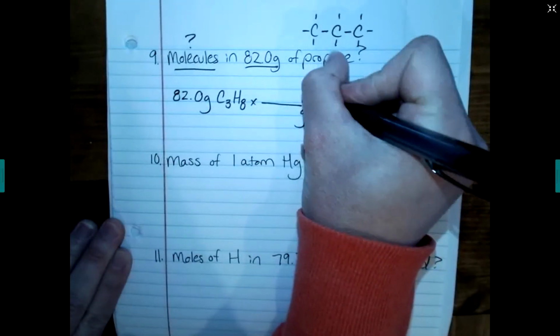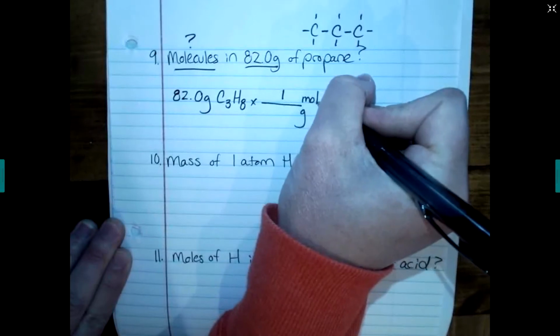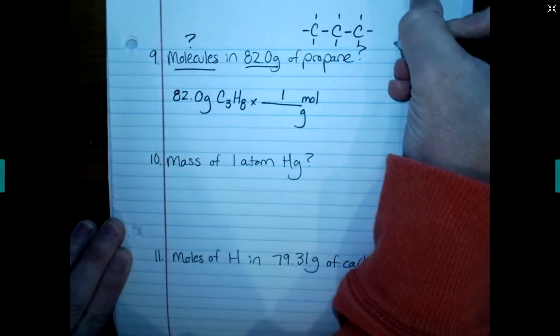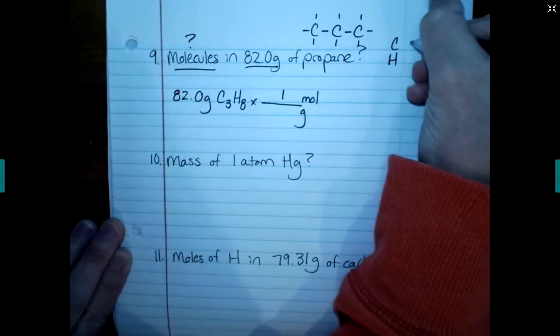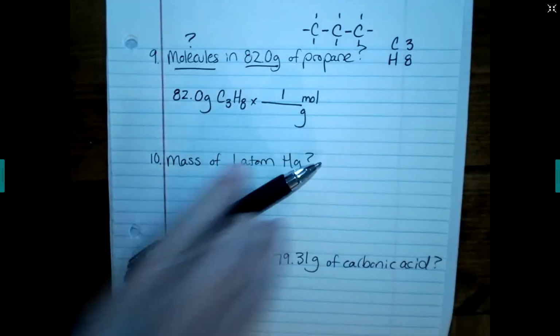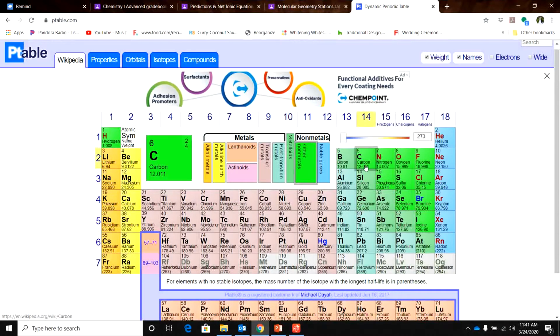But we can't go just from grams to molecules without converting to moles first. So I'm going to put moles on top. And remember, 1 goes next to mole. My molar mass is going to go next to grams. So over here on the side, I'll calculate the molar mass of propane. 3 carbons, 8 hydrogens, and let's look at those masses. So carbon's mass is 12.01. Hydrogen's mass is 1.01.